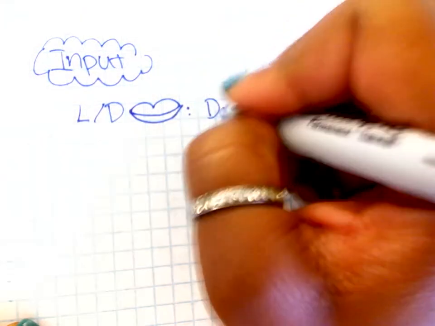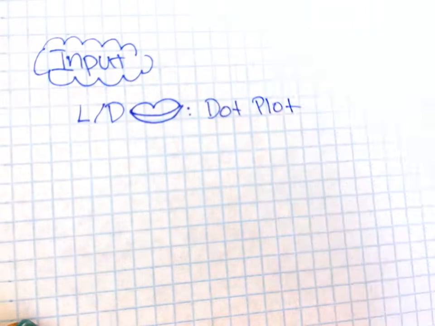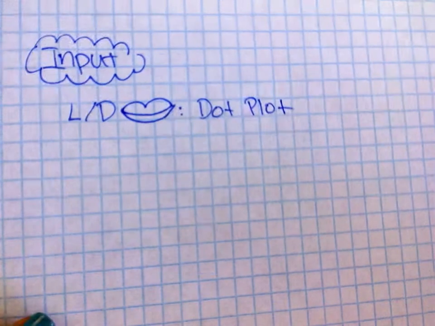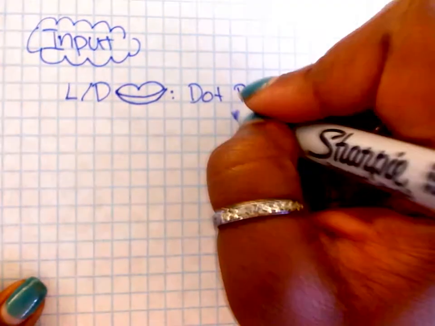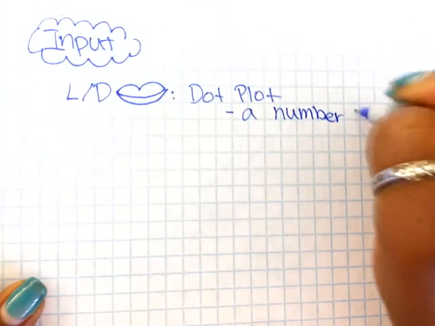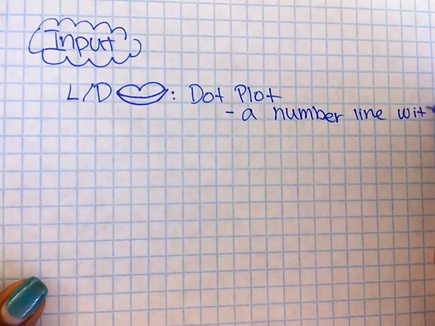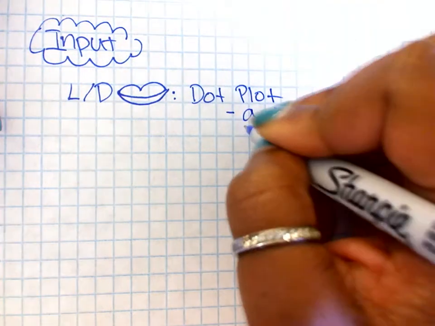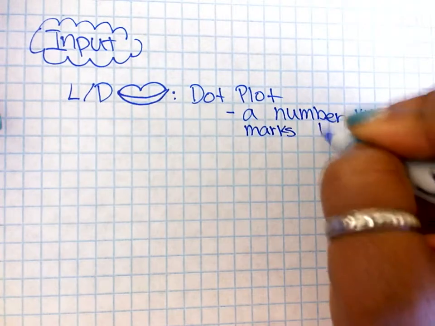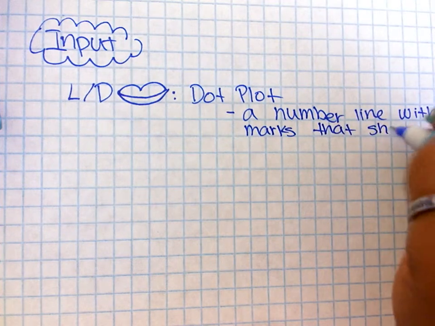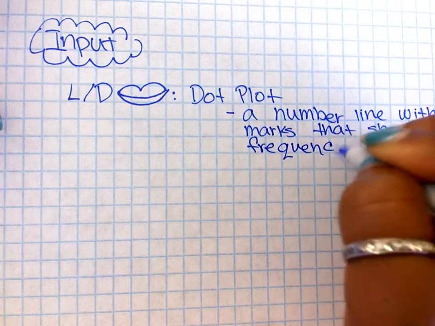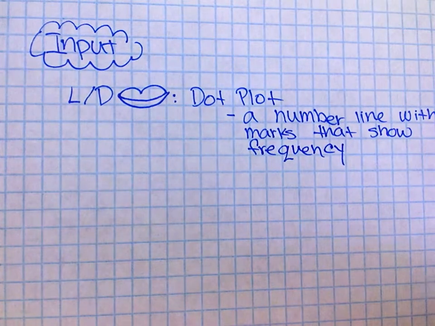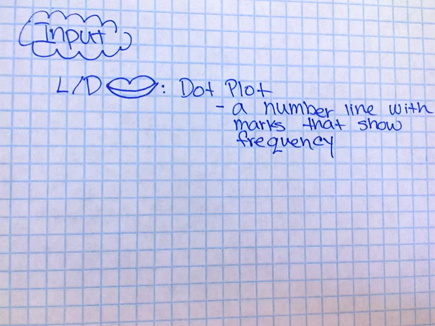First word, dot plot. What is a dot plot? Let's focus this a little bit. It's a little blurry today. Well, a dot plot is a number line with marks that show frequency. Frequency meaning how often things occur.